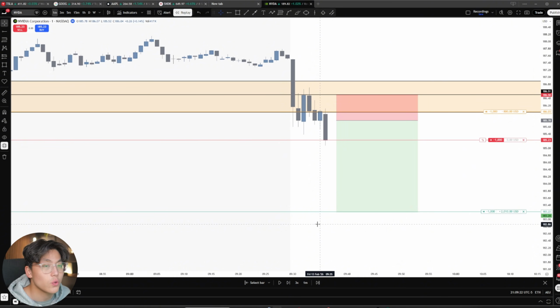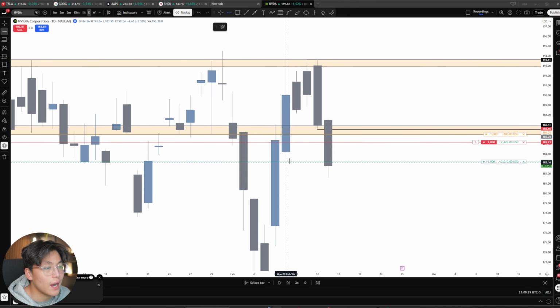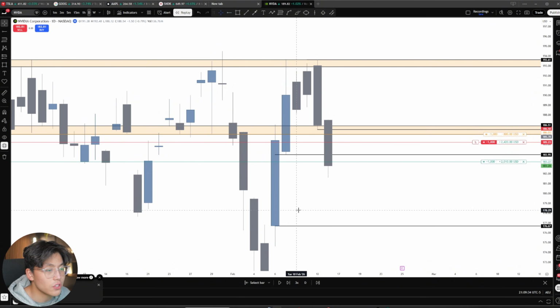So in order to go to higher time frame objectives, you have to go back on to the daily chart, and you can mark out these key highs and lows on the daily time frame and use these levels as potential targets.